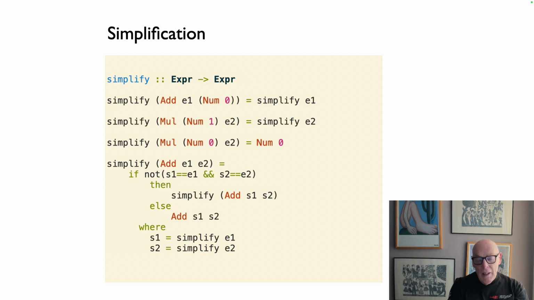But if E1 and E2 didn't simplify, and S1 and S2 equaled E1 and E2, and we simplified again, we just go around in a loop. So we have to check that we've done some simplification either for E1 or for E2 or for both before we re-simplify at the top level. So that's why you get that complication at the end. That makes it a nice example. Okay.